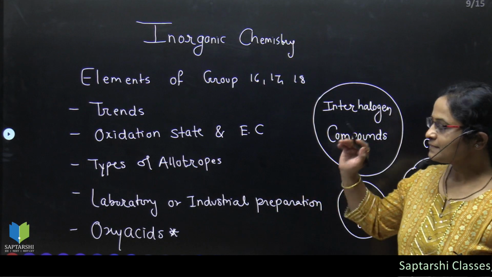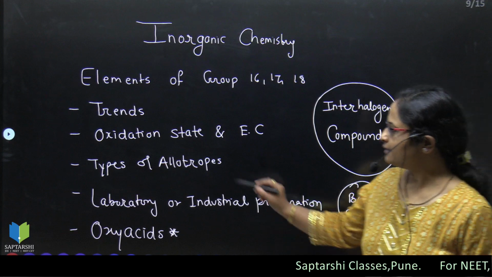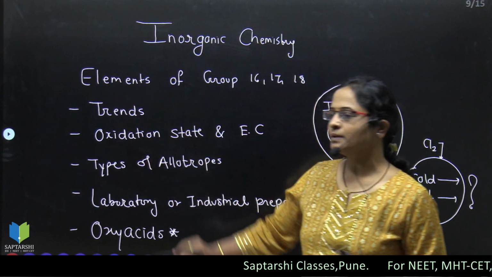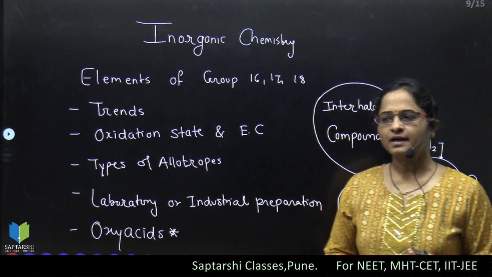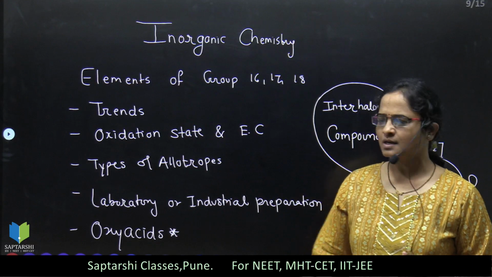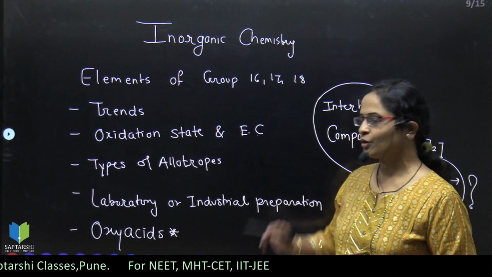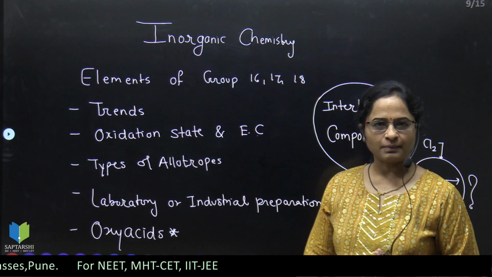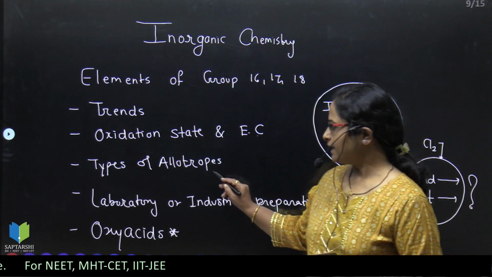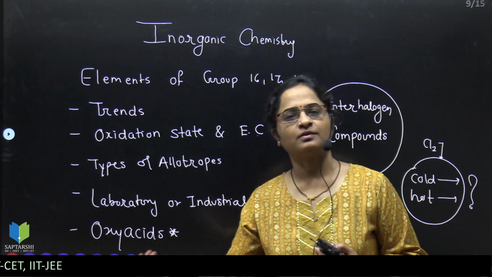Okay, just believe. Elements of group 16, 17 and 18. Trends are the common questions which will be asked either on 16, 17, 18, or if it is transition elements on that part. Oxidation state calculation and electronic configuration of the given element. Then types of allotropes. If it is sulfur, you have to write down on rhombic sulfur, like that.